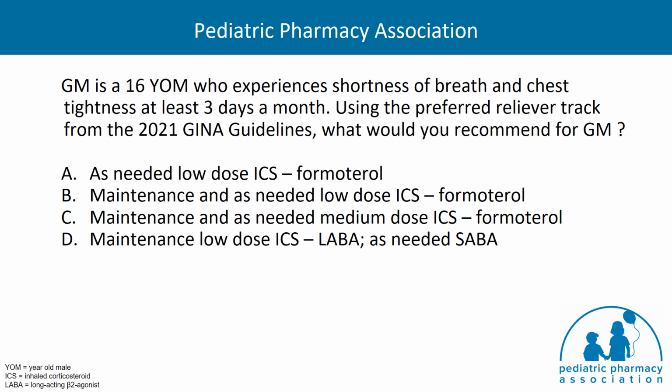GM is a 16-year-old male who experiences shortness of breath and chest tightness at least 3 days a month. Using the preferred reliever track from the 2021 GINA guidelines, what would you recommend for GM? A, as-needed low-dose inhaled corticosteroid formoterol, B, maintenance and as-needed low-dose inhaled corticosteroid formoterol, C, maintenance and as-needed medium-dose inhaled corticosteroid formoterol, or D, maintenance low-dose ICS LABA and as-needed short-acting beta agonist?